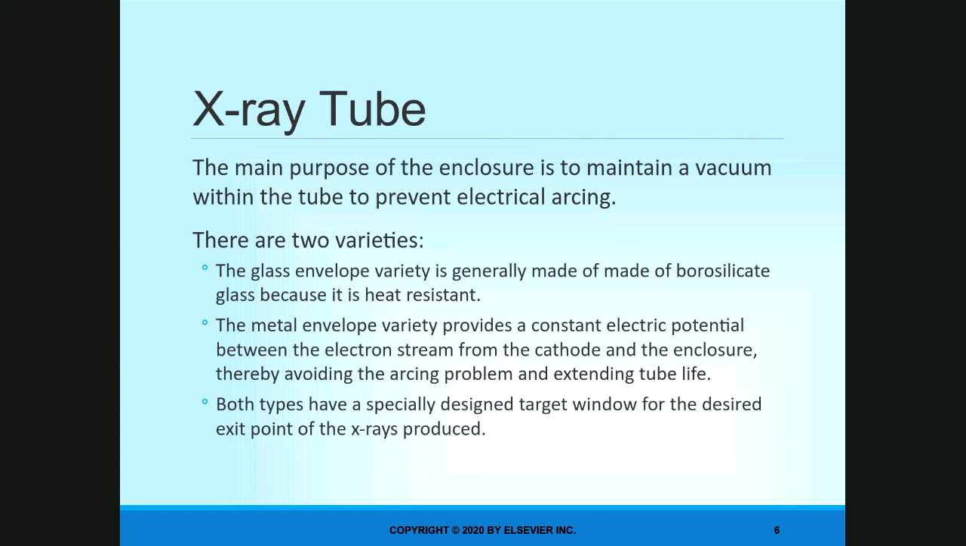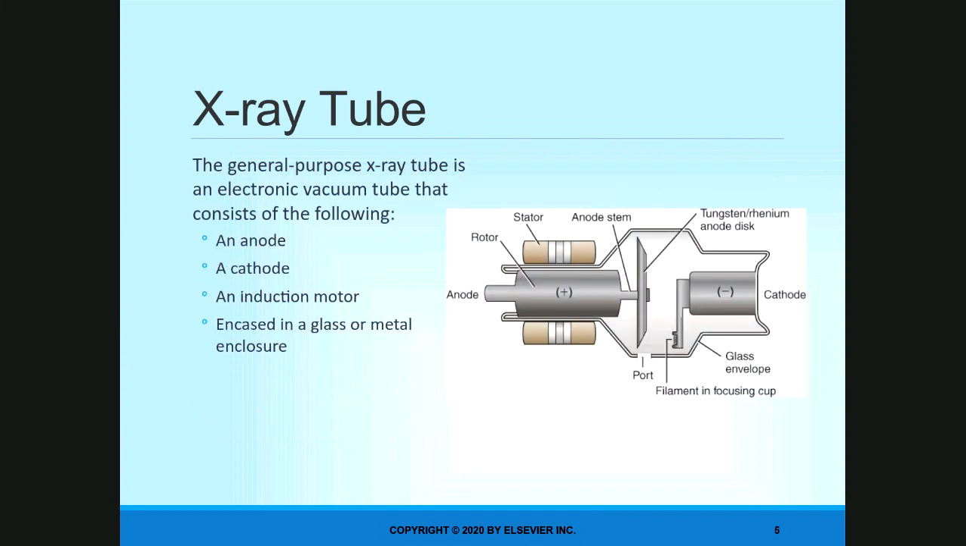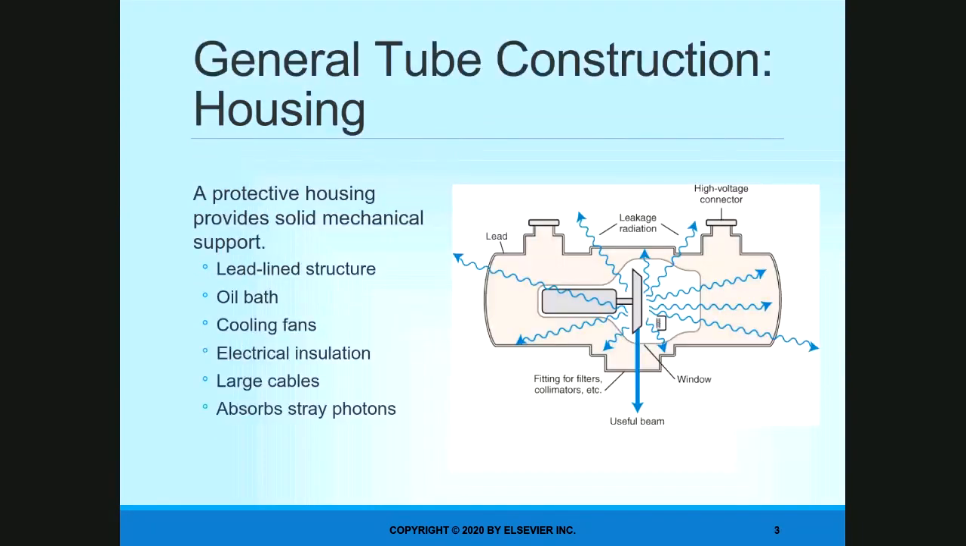Okay, typically both of the enclosures, either glass or metal, have a specially designed target window for the desired point of X-rays to be produced. So when we look at this, or if we go back to that initial picture, they actually have a window where we would like the X-rays to come out. This is where we want our primary beam to be.